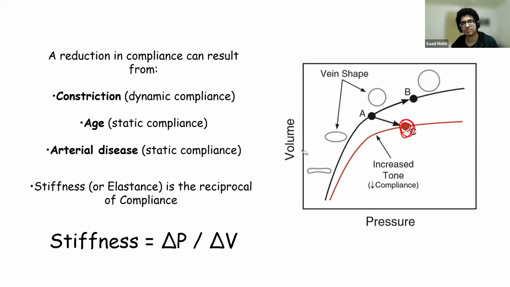Where did this volume go? It went back up to the heart. That's what happens when we increase the tone. When we increase the tone, we decrease the compliance. That's literally all there is to it. But there are 2 types of compliance.